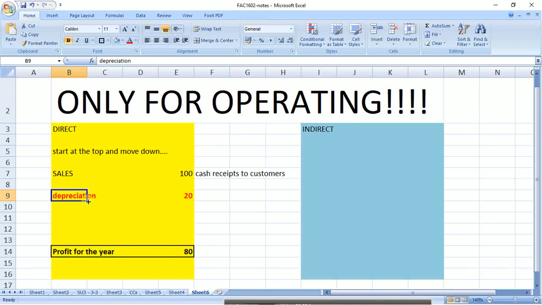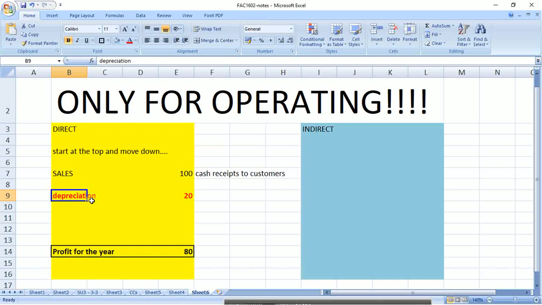So if it's in the statement, they have to tell you. In the question, they say use direct or use indirect, but only if they ask you for operating. If they say do a cash flow on operating activities with a direct method, then you don't use any non-cash items. If they say operating indirect, you will have to use non-cash items. But if you use financing and investing, you don't need it. It doesn't matter. So financing and investing are the easy ones.